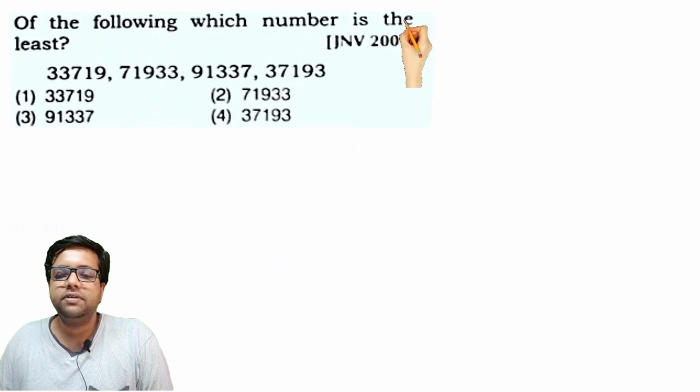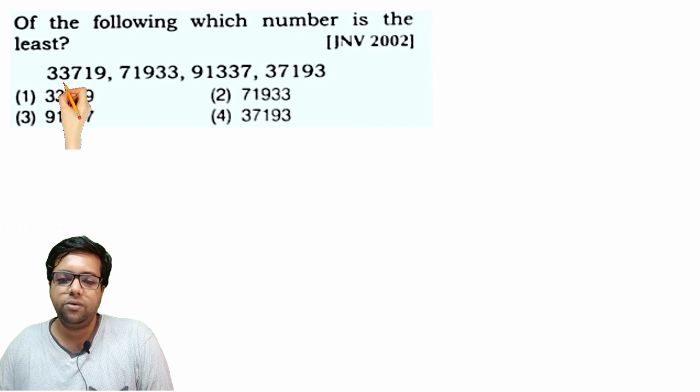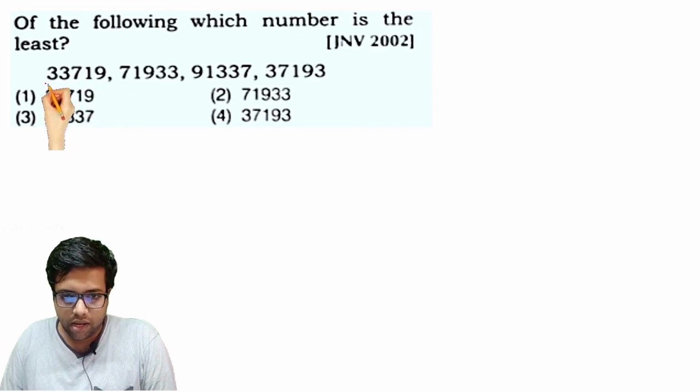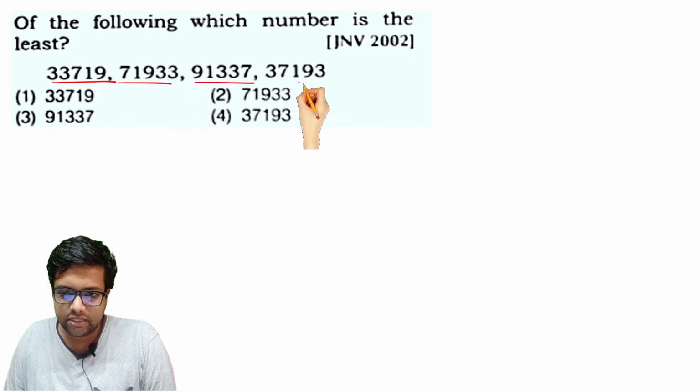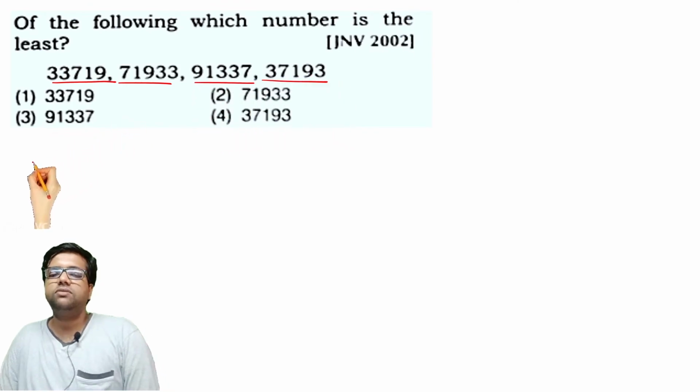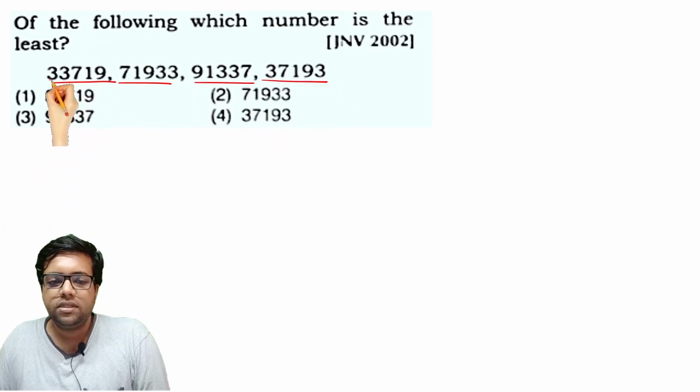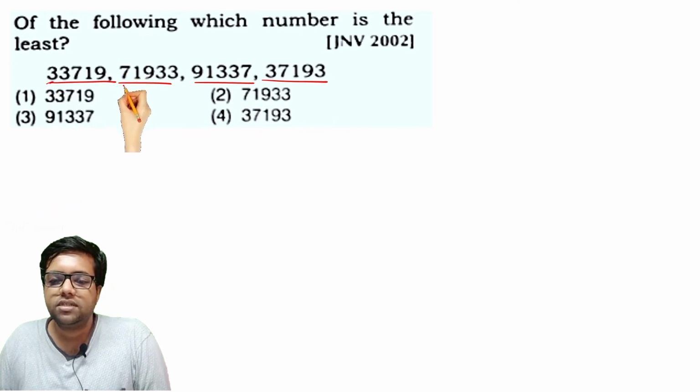Of the following, which number is the least number? Okay. Are all of the numbers 5-digit numbers? Yes, all of them are 5-digit numbers. On the ten-thousands place, what is the least figure we can get? 3, and 3 is the only least figure, so we eliminate this.